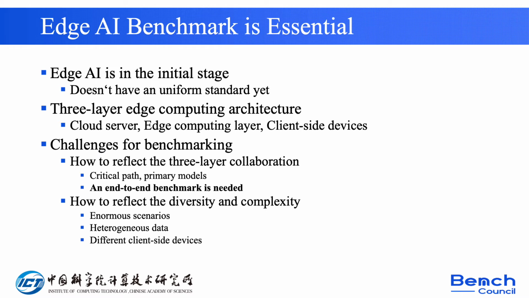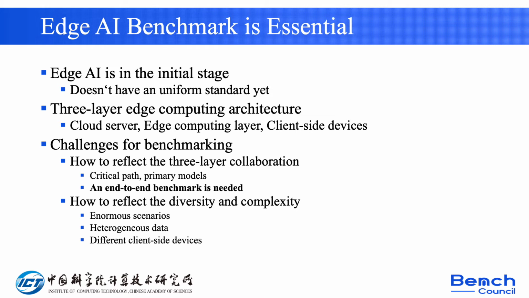These AI scenarios are complicated because of the three-layer AI edge computing architecture. The evaluation processing needs to cover the overall architecture and the critical path. Moreover, there are many challenges for benchmarking. How to reflect the three-layer collaboration, considering the critical paths and primary models? So an end-to-end benchmark is needed. And how to reflect the diversity and complexity?